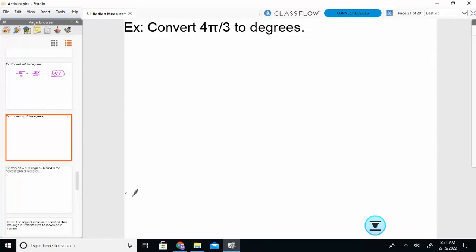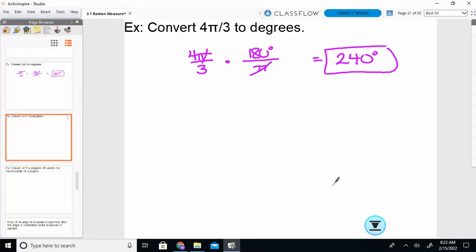Okay, here's your problem. Change 4 pi over 3 into degrees. So what do you multiply by this time? 180 divided by pi. So my pi's cancel. So 4 times 180 divided by 3 equals 240 degrees. Everybody get that? I didn't do the 4 times 180, I did 4 thirds times 180. That works too.